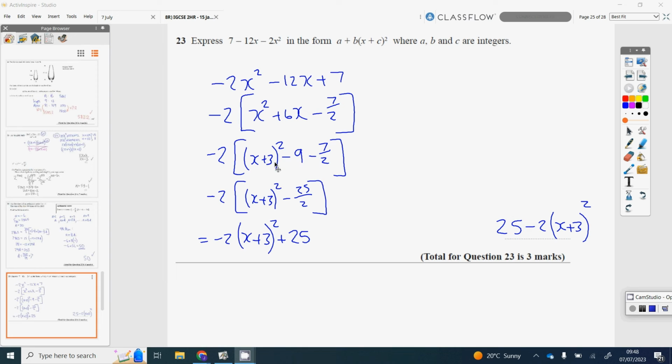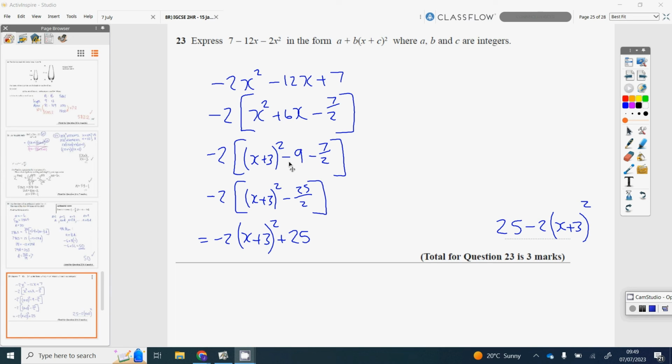So (x plus 3) all squared is my starting point. When you do (x plus 3) times (x plus 3), you get x squared plus 6x plus 9. Well, I don't want the plus 9. I just want the x squared plus 6x. So I back out that 9. That's why I've got the minus 9 there.